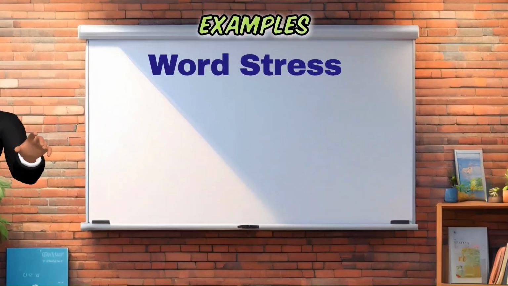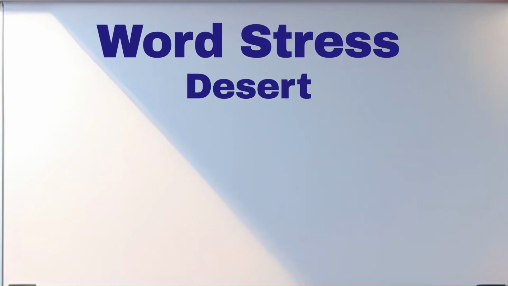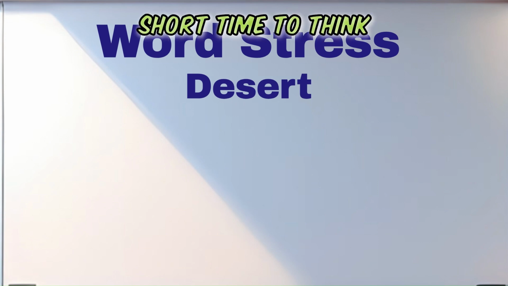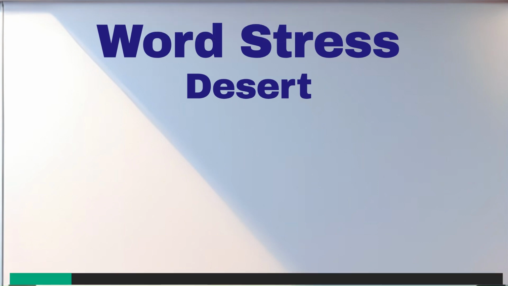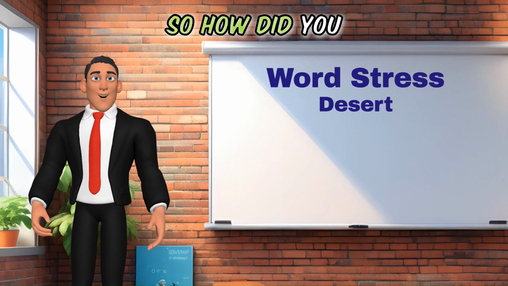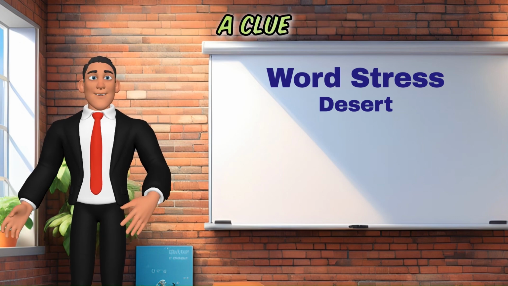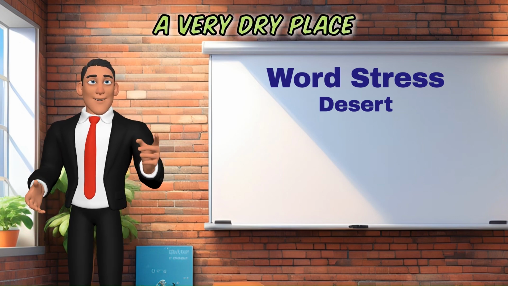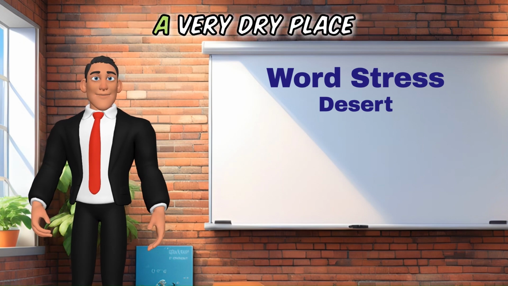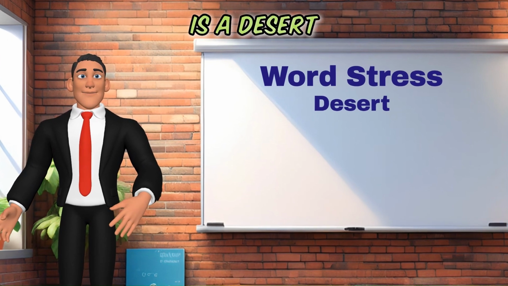Let's look at some examples. Here is our first word. See if you can think of the 2 different meanings. I'll give you a short time to think about it. So, how did you do? Let me give you a clue. The first one is a very dry place. Does that help at all? Hopefully you've got it now. A very dry place is a desert.